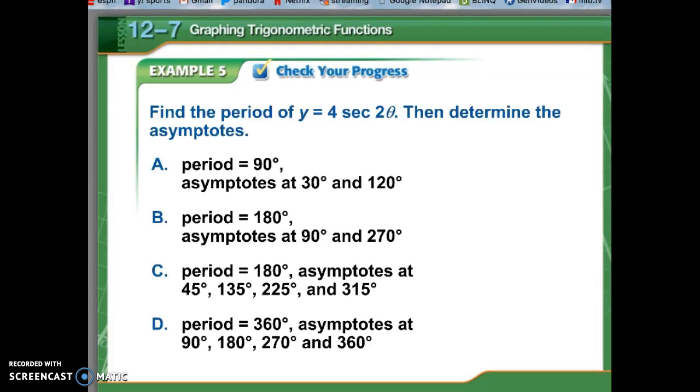Okay, lastly, we have one to check your progress on. For example 5, we want to find the period of y equals 4 secant 2 theta, and then find the asymptotes. So go ahead and pause the video, look back at the key concept if you need to, work it out, and then when you have your answer, go on to the next slide.